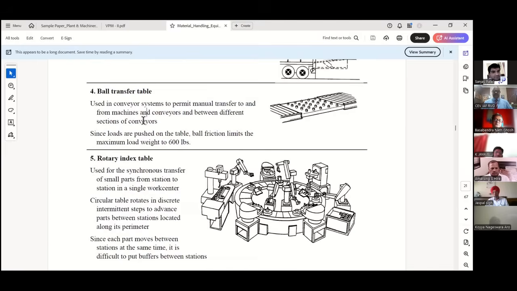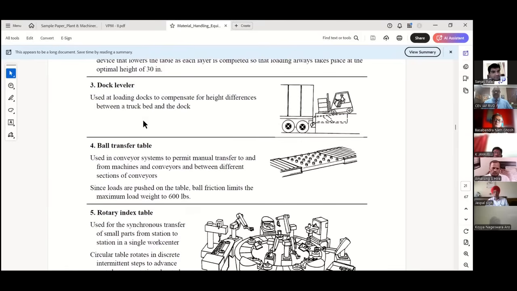Dock leveler. Okay. Dock leveler is particularly used when the height of the structure is not matching with the height of the truck level. So using the dock leveler, it is tilted and directly you can take out from the trucks or put into the trucks. Okay? You find that there is a movement of the dock leveler to adjust the height with the truck levels.